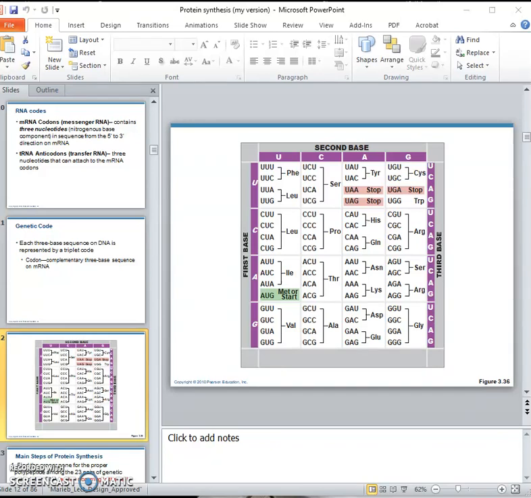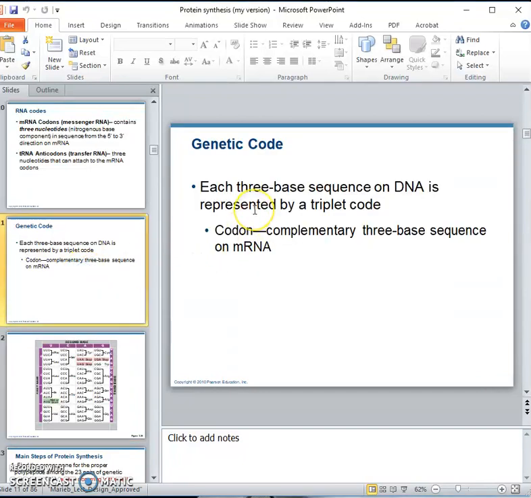All right, we're back again. We ended right here with the codons that you have in messenger RNA.